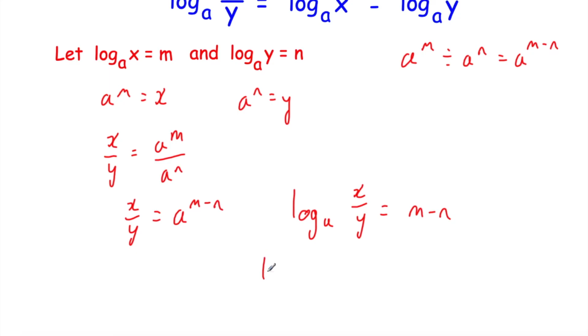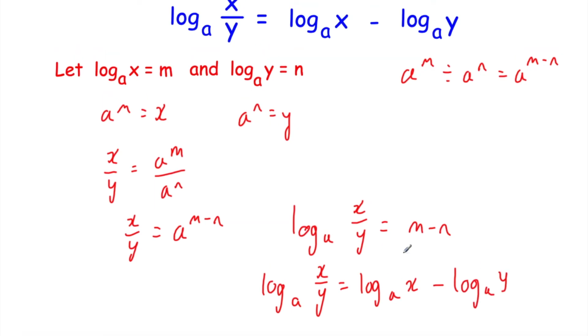So that means that log to base a of x over y is equal to, instead of m, we've got log to base a of x, and then we subtract log to base a of y. And that's it. We've just proven that if we have log to base a of x and we subtract log to base a of y, that's equal to log to base a of x over y. We've proven that second law of logs.